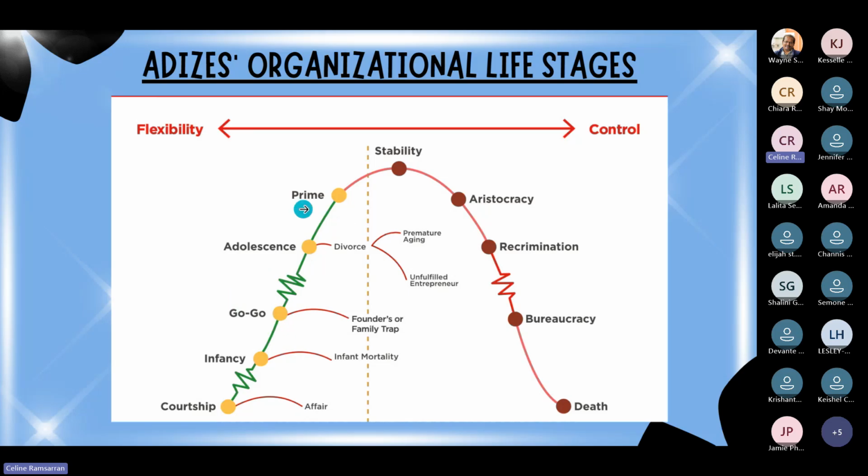The next stages are prime and stability. This is the sweet spot. The organization has structure, balance, and consistent success. It is effective, confident, and well organized. What's gained? Efficiency, steady progress, and strong systems. What's lost? Some of the flexibility and willingness to take risks that defined the earlier years.